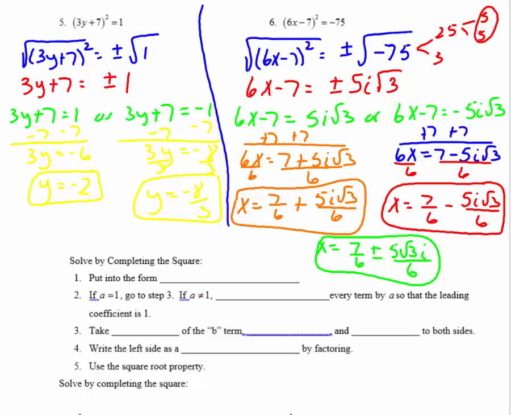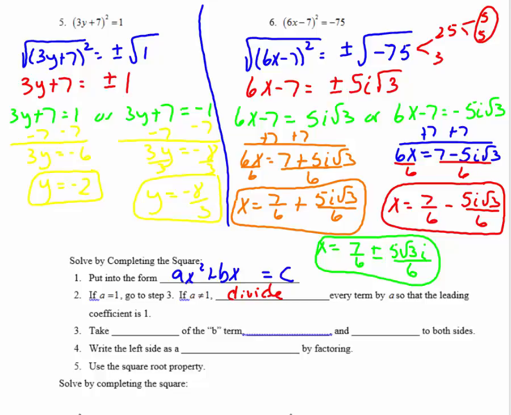Alright, so now let's learn how to solve by completing the square. Well, completing the square, you kind of want to set it up differently than if you were trying to solve using the factor theorem. You're going to want the ax squared plus bx on one side, and you're going to want the c on the other side of the equal sign. Now, step 2: if a is 1, go on to step 3. But if a is not 1, what you have to do is divide every term by a so that the leading coefficient is now 1.